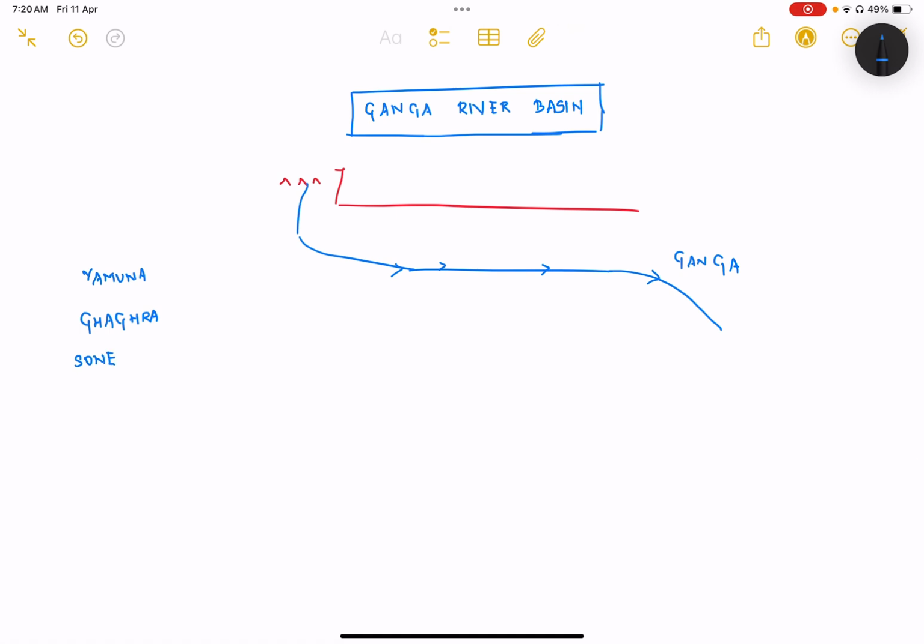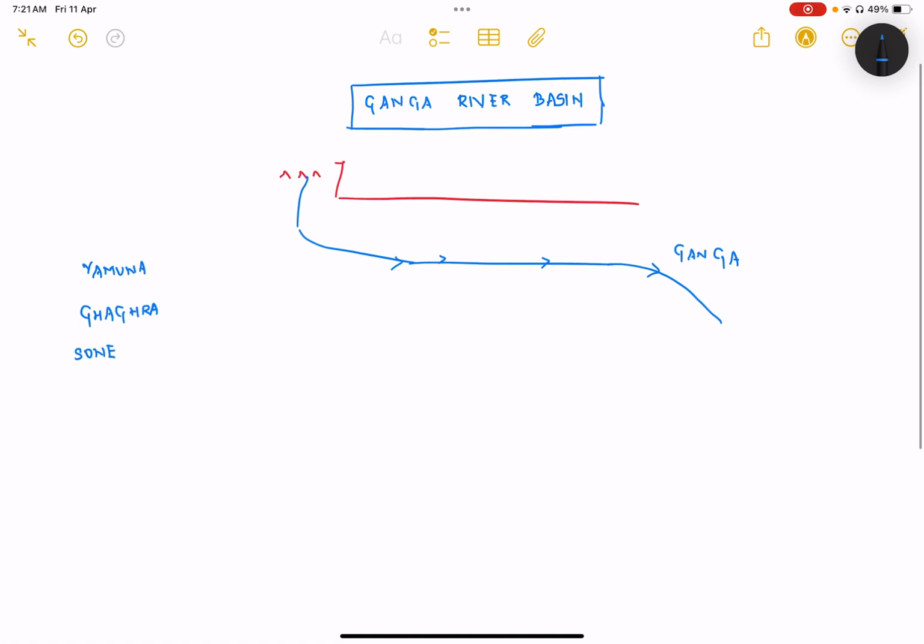So a simple recall, Yamuna again starts in Uttarakhand close to Ganga in Bandarpunch Glacier, travels through a long distance before joining Ganga at Prayagraj, right? So this was Yamuna. Right. Yamuna receives a lot of tributaries from the state of Madhya Pradesh.